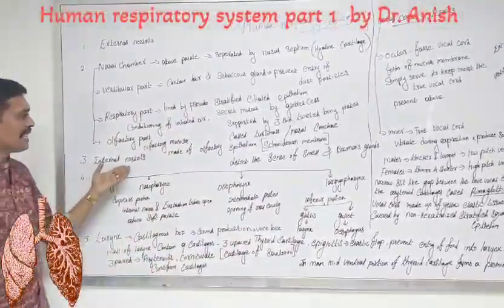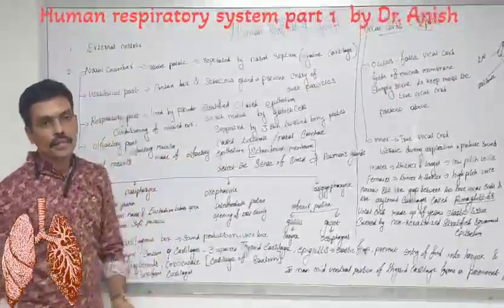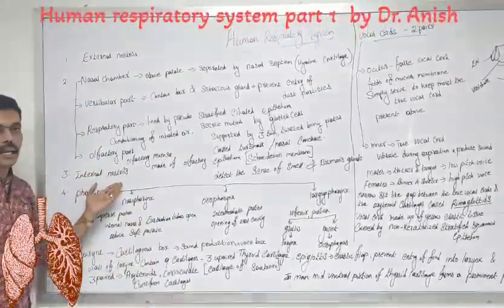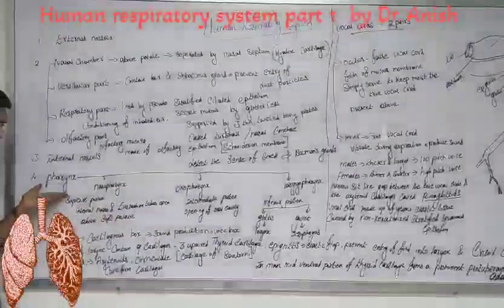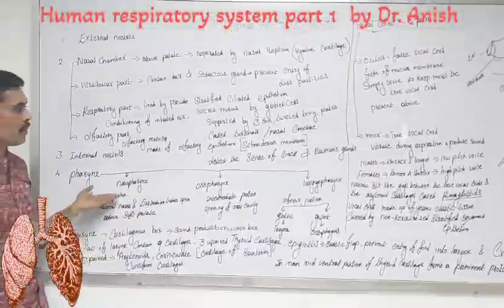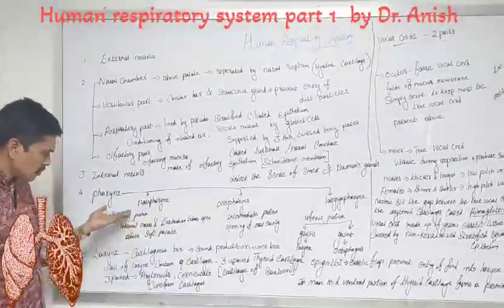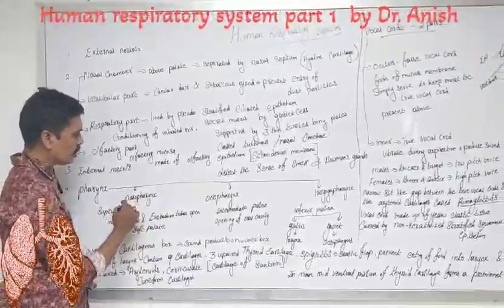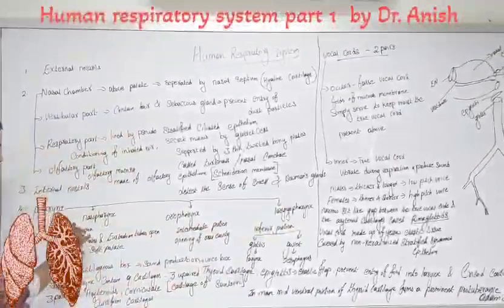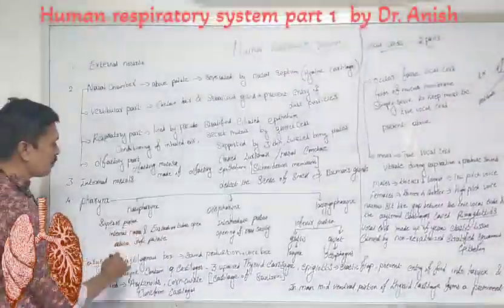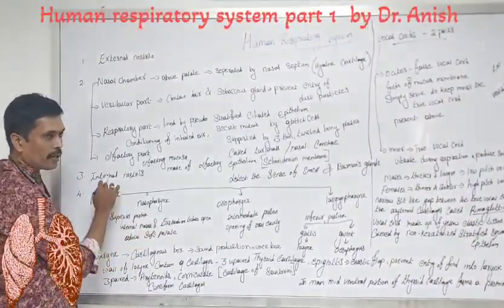The next part is what we call the internal nostrils. The nasal chamber opens into the pharynx. That opening is what we call the internal nostrils, otherwise called internal nares. The next part is called the pharynx. The pharynx is the common opening for both the respiratory tract, the ear and the buccal cavity. We can divide this pharynx into three: nasopharynx, oropharynx, and laryngopharynx. First we go to the nasopharynx. It is the superior portion of the pharynx. Here are the internal nares, meaning the opening of the nasal chamber.